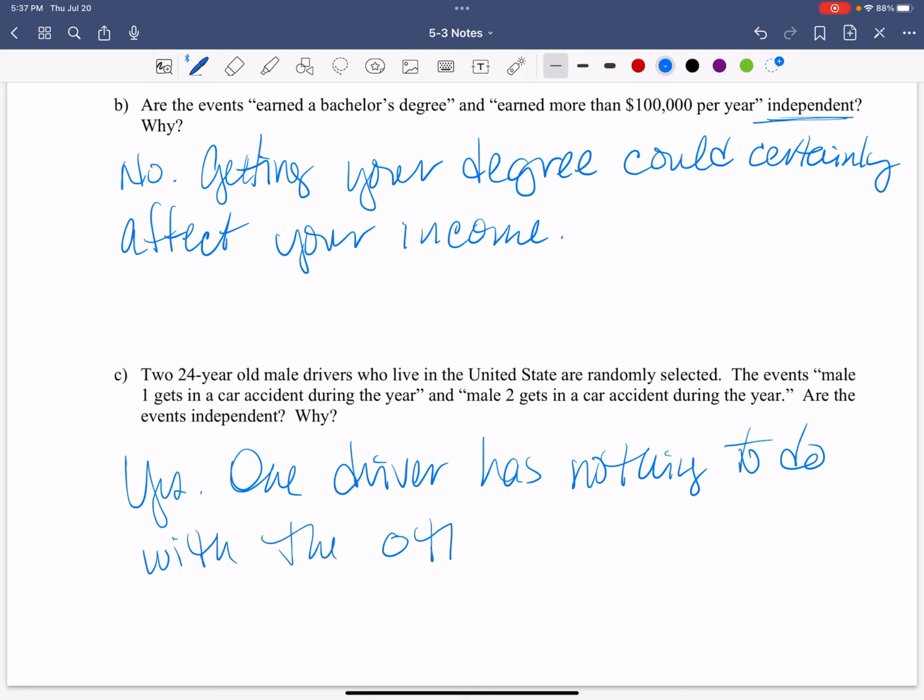Are you starting to see? So independent means the two events have nothing to do with each other. They do not affect each other at all. Dependent, or not independent, is when they do affect each other, back and forth. Okay, good. It's good to get that vocabulary down.